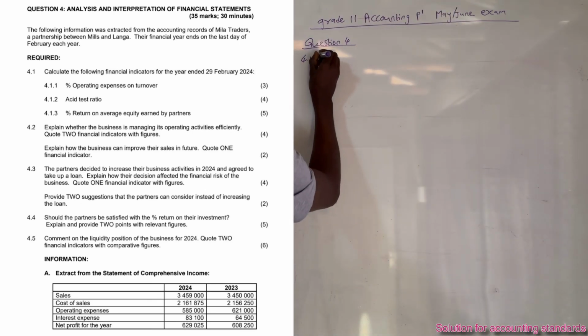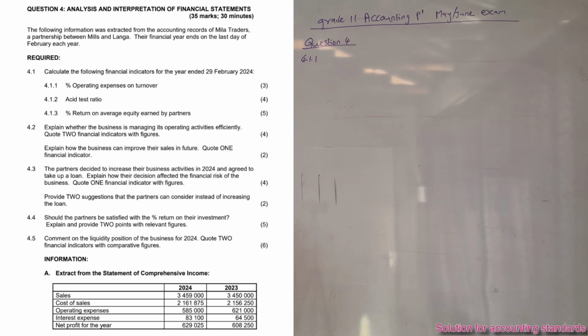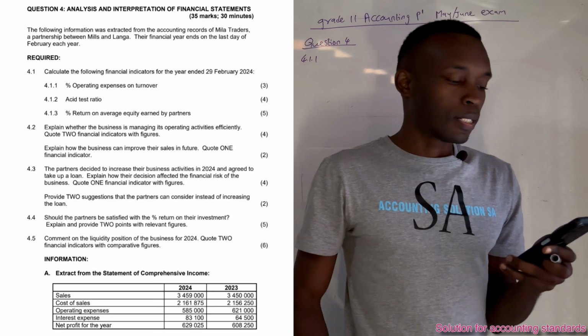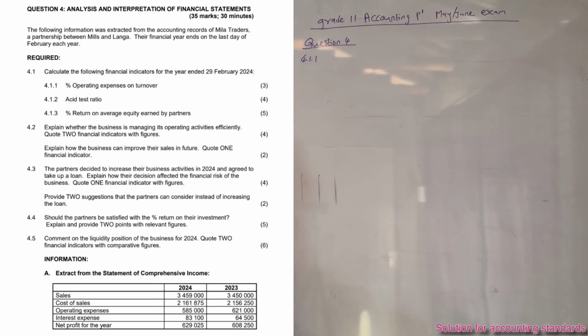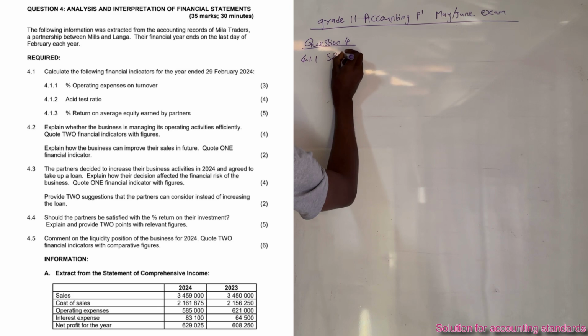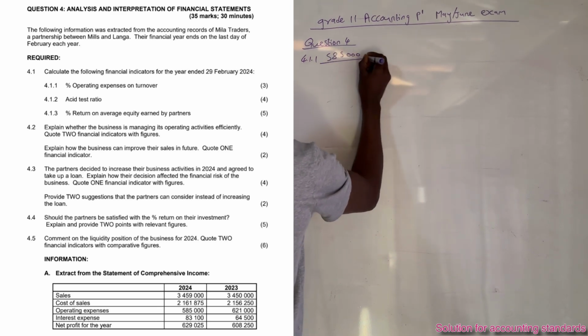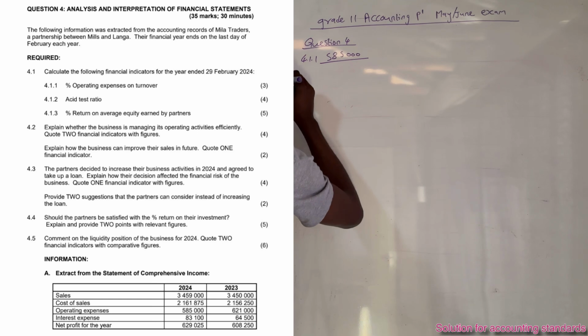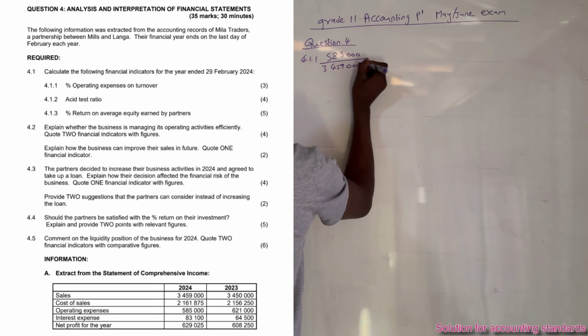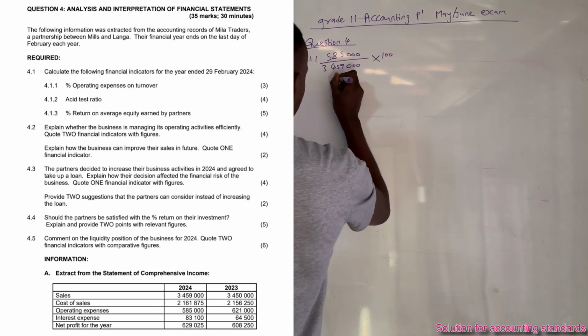4.1.1. Let's go to the information and calculate operating expense on turnover. Remember the formula on this one is operating expense divided by sales multiplied by 100. Let's look at our operating expense amount. Operating expense for 2024 was 585,000, which we simply divide by our sales amount, which was 3,459,000, and we multiply by 100.